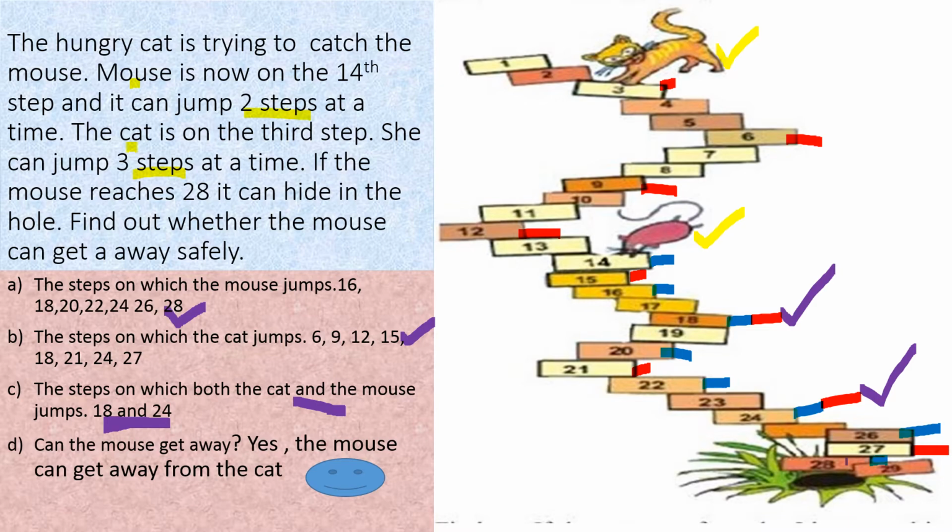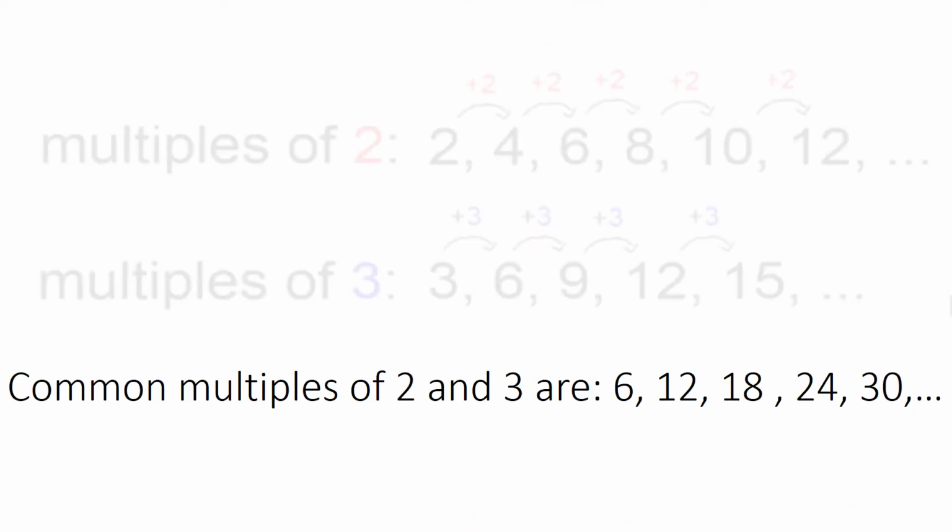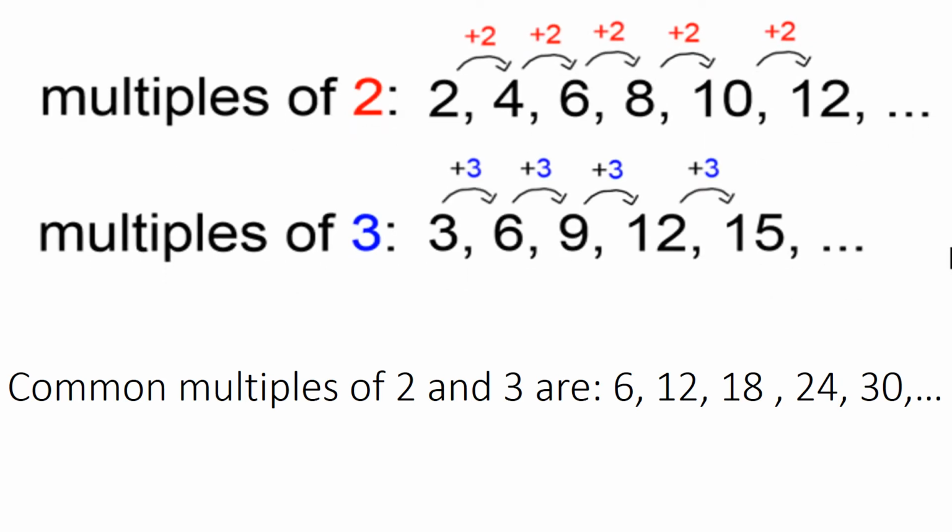Are you all happy to learn this story? See now, multiples of 2. Before, we learnt how the mouse jumps 2 steps at a time. So 2, 4, 6, 8, 10, 12, etc. Then multiples of 3, where the cat can jump 3 steps at a time: 3, 6, 9, 12 and 15, etc.